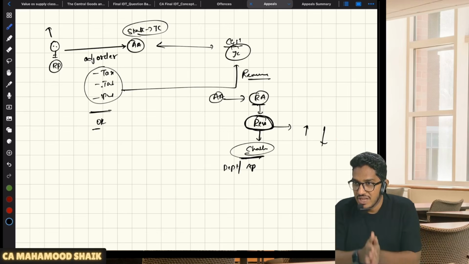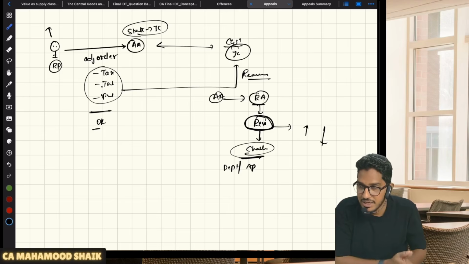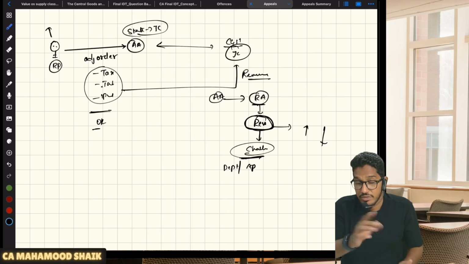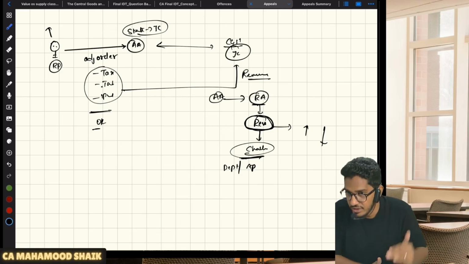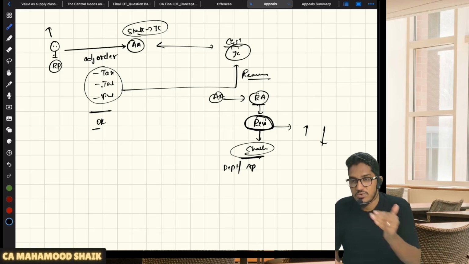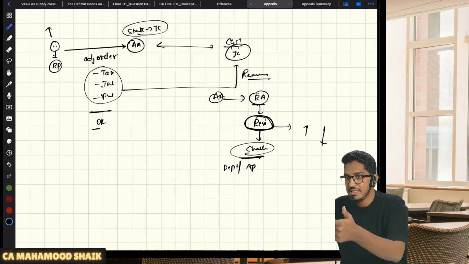If you want to challenge the appellate authority's order, or the adjudicating authority's order, first step is what? Go to appellate authority, that is commissioner appeals or additional commissioner appeals. Then you go to GST-AT, then you go to High Court, then you go to Supreme Court.